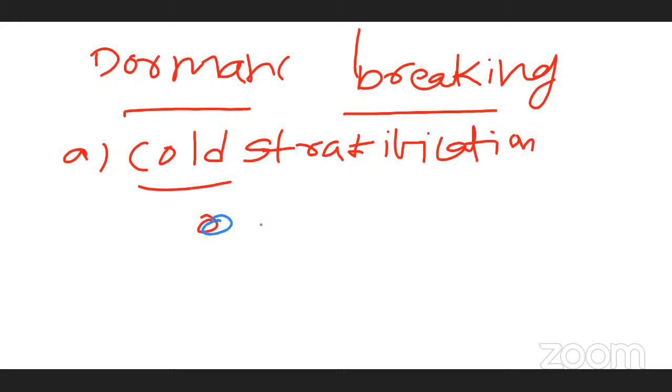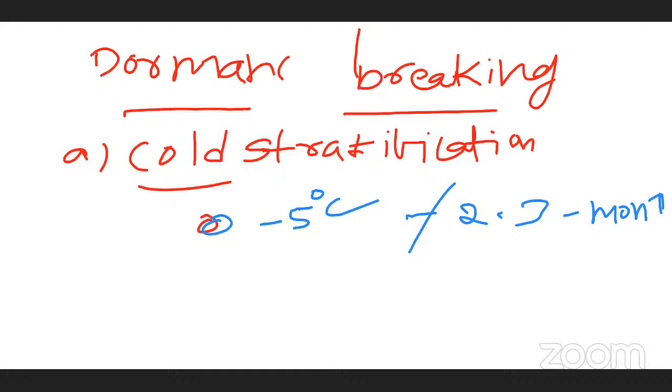That means 0 to 5 degrees centigrade on a moist substrate for 2 to 3 days, or 2 months, even several months. That is based on the species of the seeds. It depends on the nature of the seed and the kind of dormancy. Examples are cherry and oil palm seeds. For both cherry and oil palm seeds, during the dormant period, we apply cold stratification.